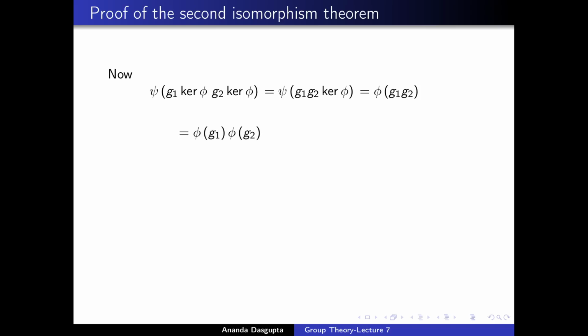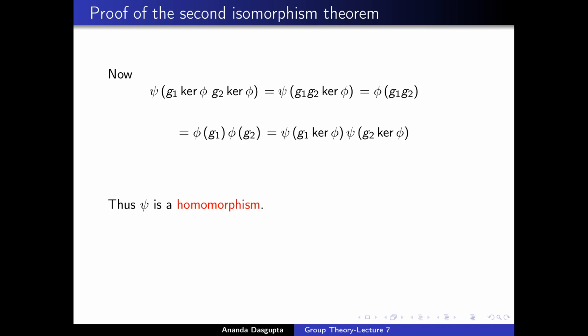But what is phi G1? It's nothing but psi of G1 curl phi. What is phi G2? It is psi of G2 curl phi. And therefore, psi of G1 curl phi times G2 curl phi is psi of G1 curl phi times psi of G2 curl phi, which exactly is what you mean when you say that psi is a homomorphism. So we are done. We defined a map between G1 by curl phi and G2.